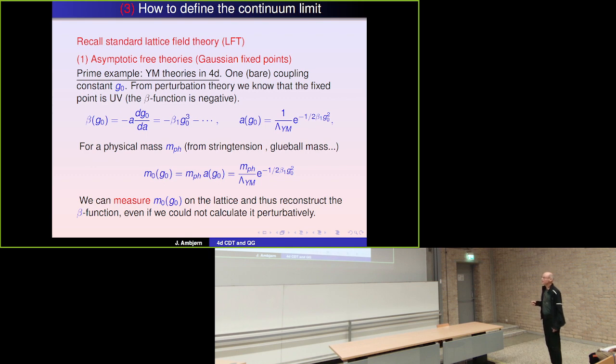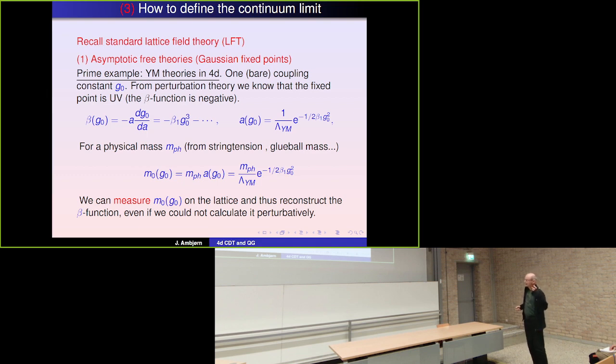So the prime example of a lattice theory where you can take the continuum limit is the asymptotically free theory. Yang-Mills theory is the best example of that. So one just has one bare coupling constant. Let's call it G0. From perturbation theory, we know that there is an ultraviolet fixed point when G is equal to 0, and one can calculate the beta function either on the lattice by lattice perturbation theory or in the continuum. Anyway, it's given like this, where A is the lattice spacing. So this is the ultraviolet cutoff. And of course, to the first approximation here, one can just solve for A, and you see that when G goes to 0, A goes to 0. So this is how we can take the continuum limit.